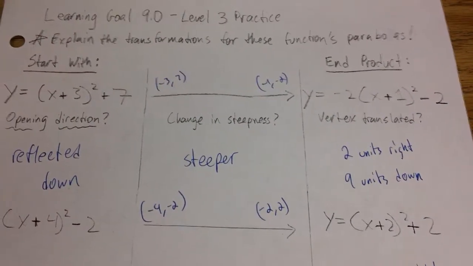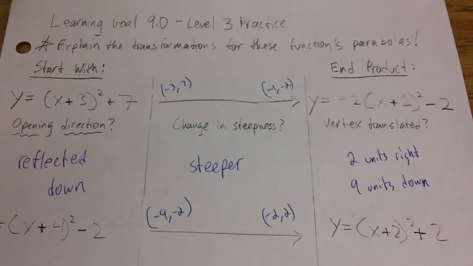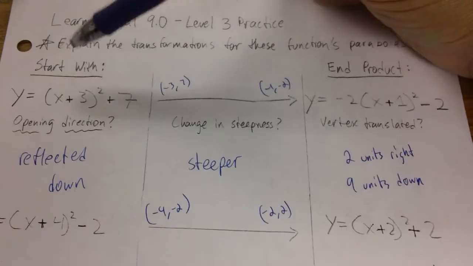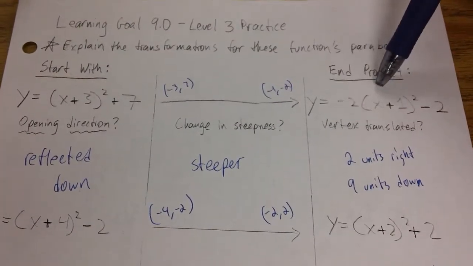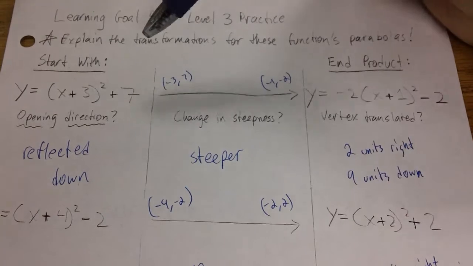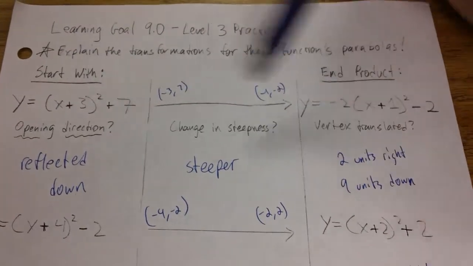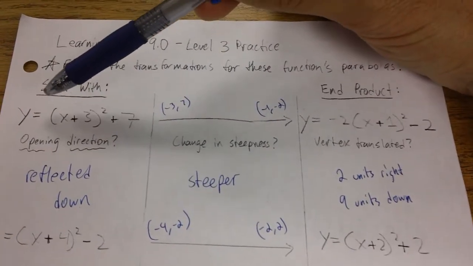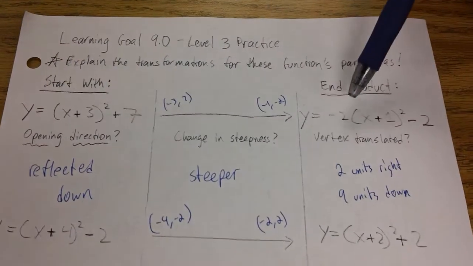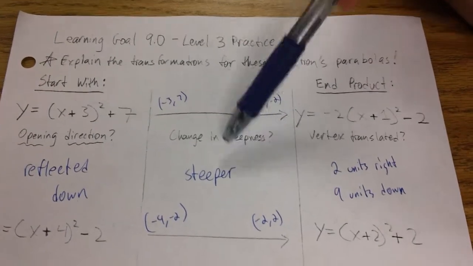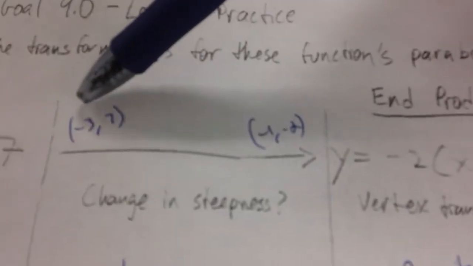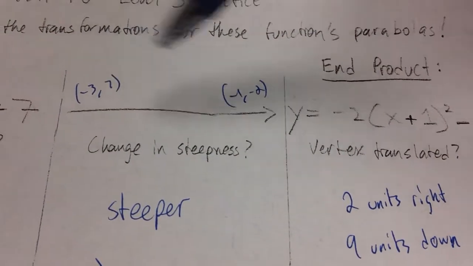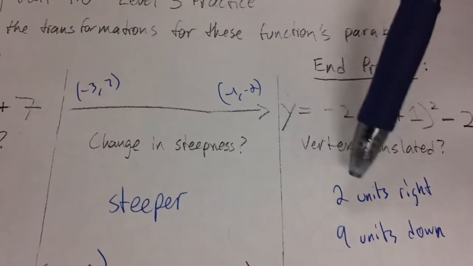Hey everybody, so here's the homework and we'll just go through it problem by problem. So on the first page here, we're looking at how it changes going from the first function to the second function. In terms of the opening direction, it's going from a positive to a negative, therefore it got reflected downwards. If I'm looking at the slope of the parabola, it's going from a 1 to a 2, so therefore it got steeper. And then when we look at the vertices there, it's going from a -3 to a -1, so that means it went 2 to the right. And then going from a 7 down to a -2, that means it went 9 units down.